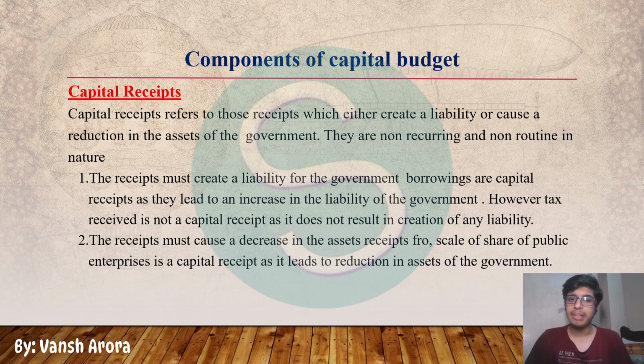Capital receipts are basically those kinds of receipts which either create a liability or cause a reduction in assets. Revenue receipts are the opposite of this, so try to connect it and you will remember it. If you consider each of these things separately, the burden increases for you, so try to connect them. Capital receipts are those kinds of receipts which either create a liability on you or reduce the assets of the government.